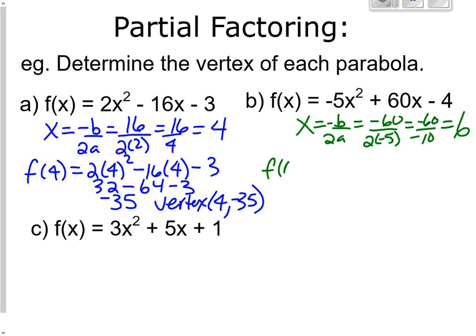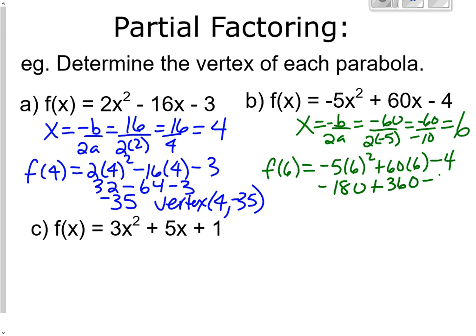And now all I have to do is plug that 6 back into my function. And I get 36 times negative 5. I think that's 180, so negative 180 plus 360 minus 4. So that's negative 180 minus 4, so negative 184. So 6, comma, negative 184 would be my vertex.